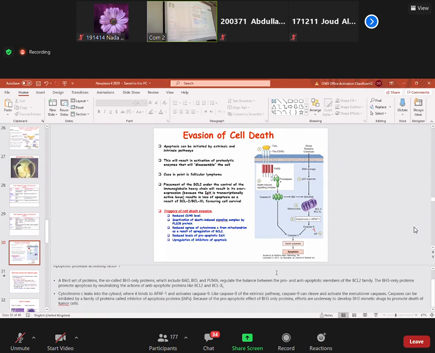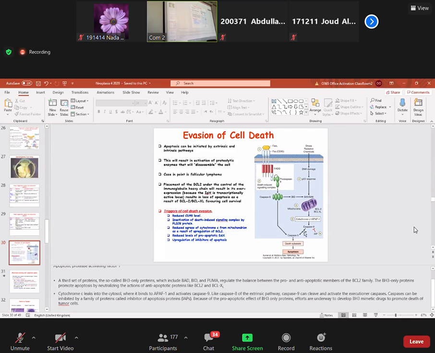How about if it goes and reduces the level of the BAX? So it may actually go after the BAX and BAK, reducing their level. Those are the pro-apoptotic genes. The same exact process may happen.